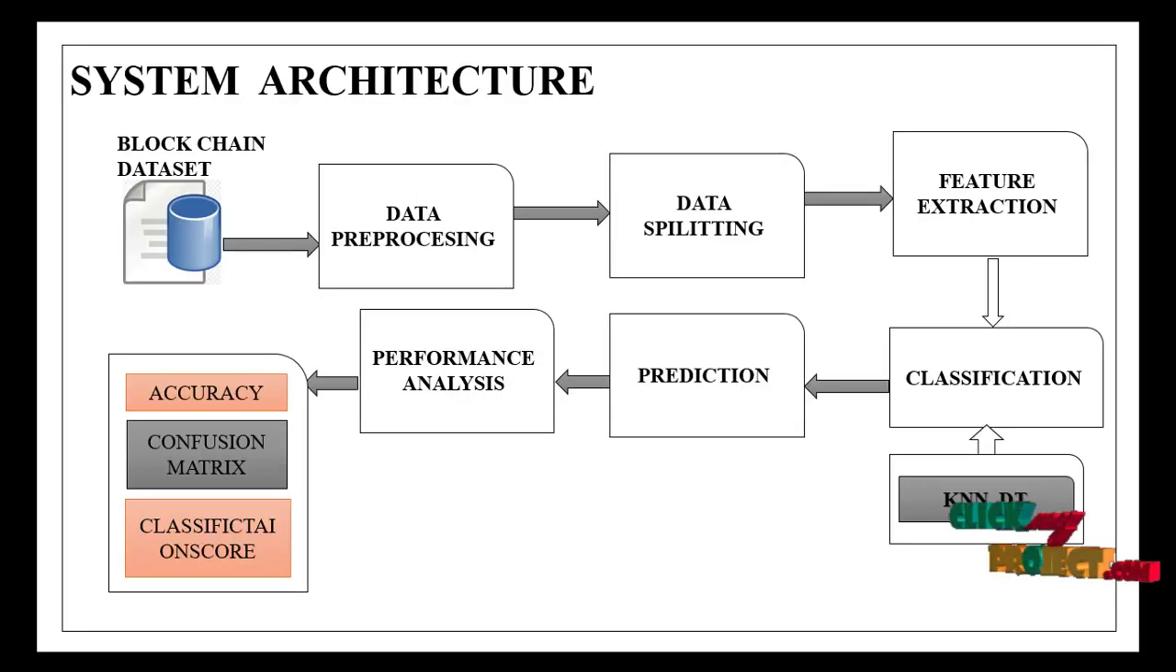This is the system architecture. From the data set, the next step is pre-processing, and then split the data into train and test, and then extract the features. In classification, we implement the ML algorithms KNN and DT, and then prediction. Here prediction is in the form of crop type, with performance analysis of accuracy, confusion matrix and classification report.